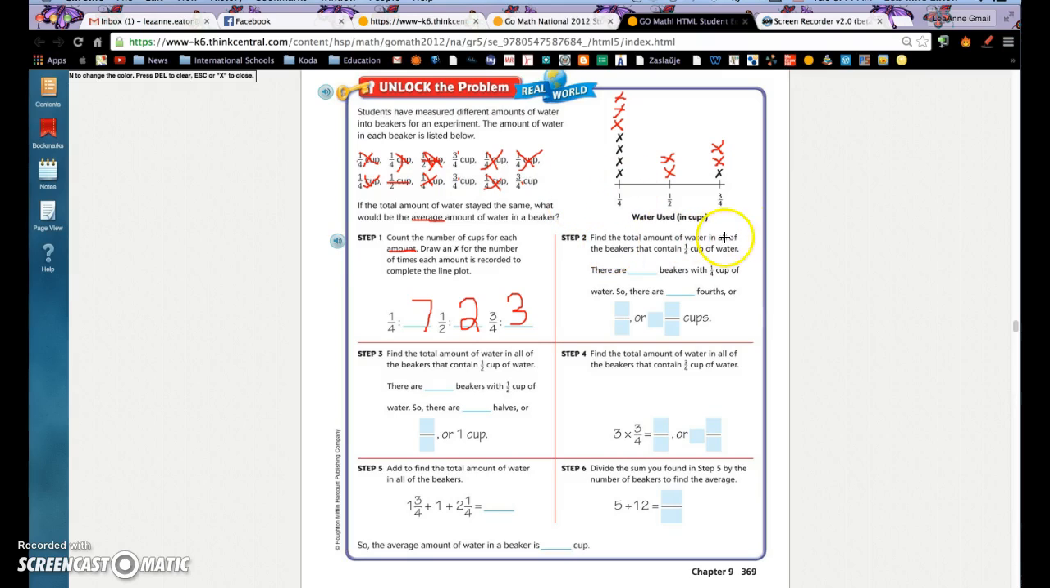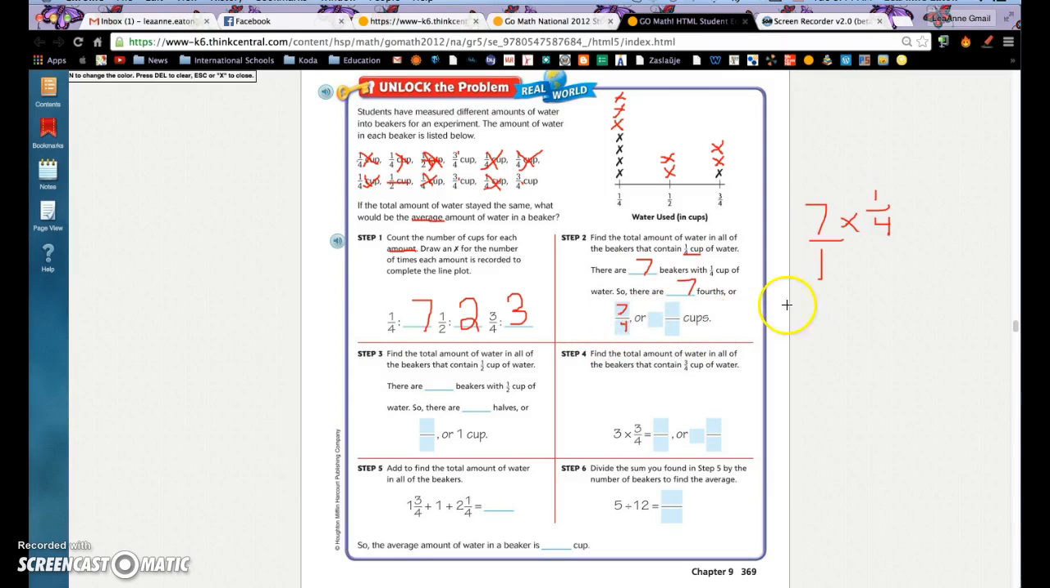Step 2, we're going to find the amount of water in all of the beakers that contain 1/4 cups of water. So how many beakers have 1/4 cup? Well, we can count the X's, or we can go back over to here where we wrote 7. So there are 7 beakers with the 1/4 cup of water. So there are 7/4, or 7 over 4. Because what this is, 7 times 1/4, is what we've just done. And then we put it over 1, and we have 7/4.